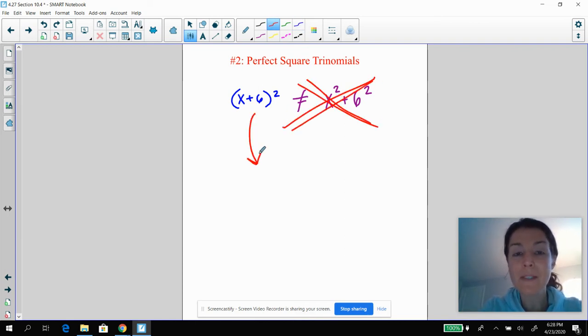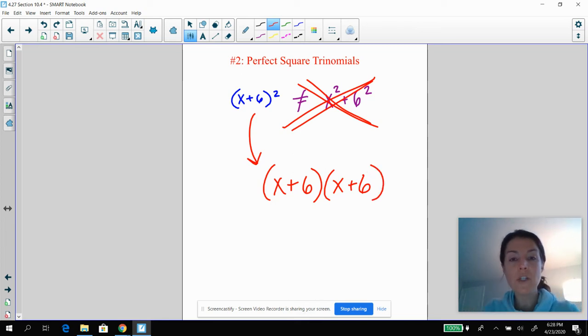Remember that x plus 6 squared is x plus 6 times x plus 6. So I want you to pause the video and go ahead and FOIL that out. All right, so we're back and hopefully you FOILed this out. I'm going to do it too, just to double check.